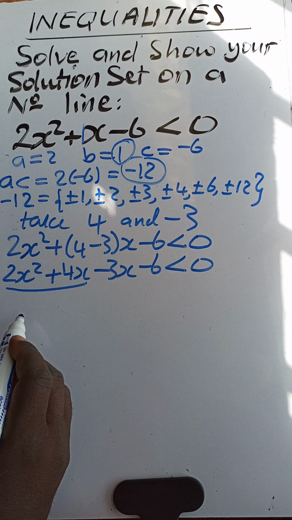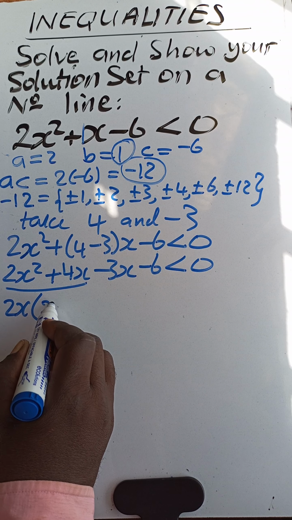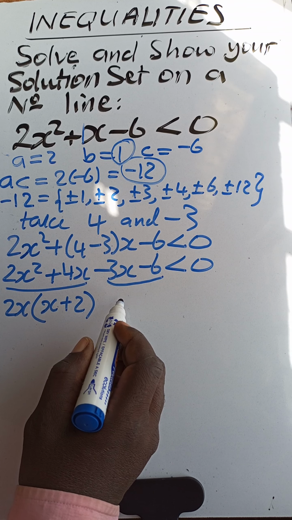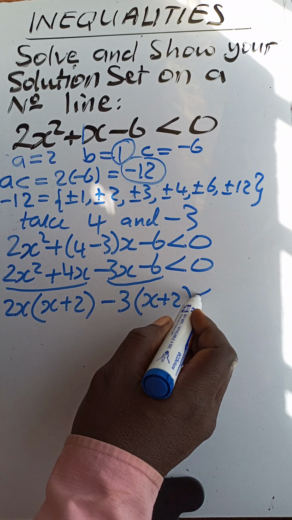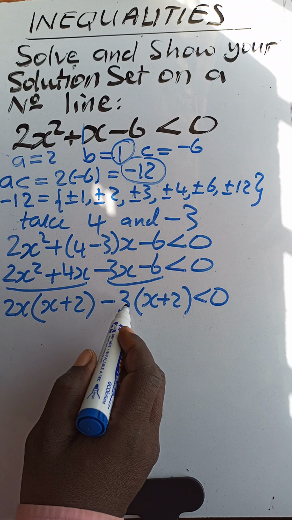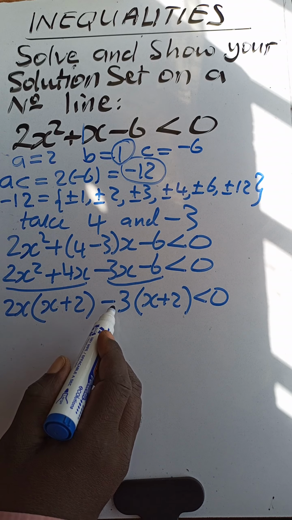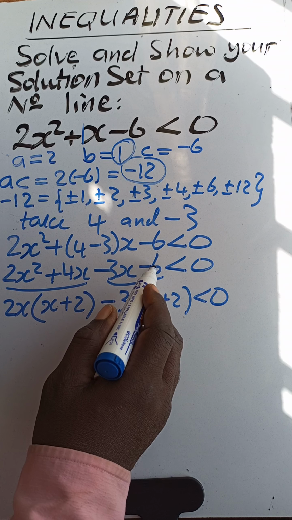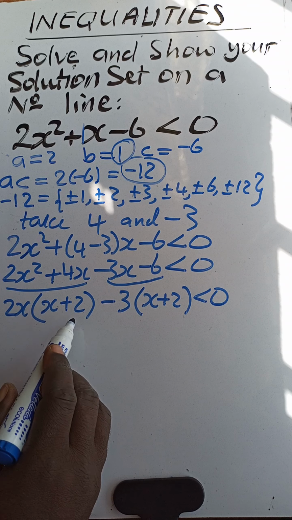If we consider the first two terms, we see 2x is common. So we factorize out 2x, and we're going to have x plus 2. And when we look at the next two terms, we see negative 3 is common. So we have minus 3 outside, and then x plus 2, less than 0. Pay attention in this factorization. You must always check to see if you did the factorization correctly by opening back this bracket to see if you get back there. Negative 3 times x, negative 3x. Negative 3 times positive 2 gives us negative 6. So this factorization here is okay. Here we don't have much to worry about because it's just all positive terms.